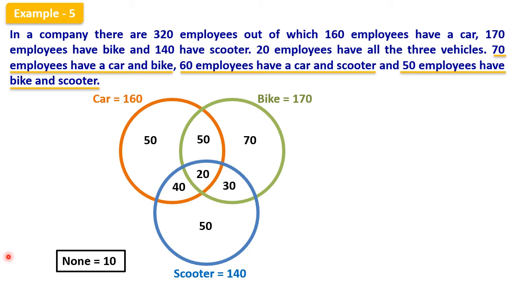Okay. How did this none equal to 10 come here? If we add all the figures inside the Venn diagram, the total comes out to be 310. And how many total employees were surveyed? That is 320. This means there are 10 employees who do not own car, bike or scooter, and hence they will be outside the Venn diagram. So we have constructed the Venn diagram and now we can very well answer the questions asked on this.